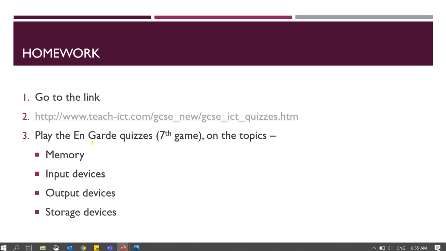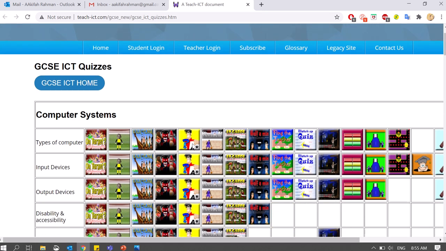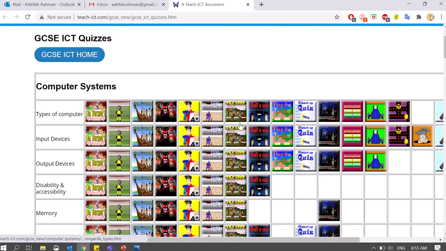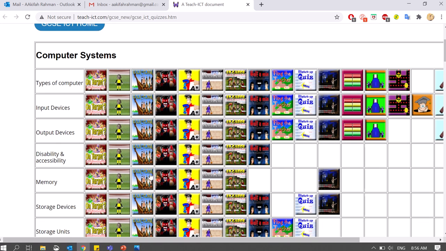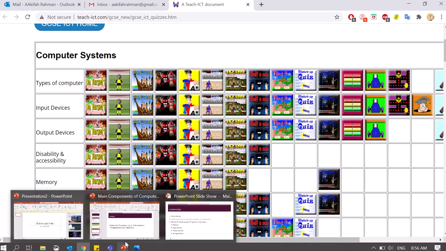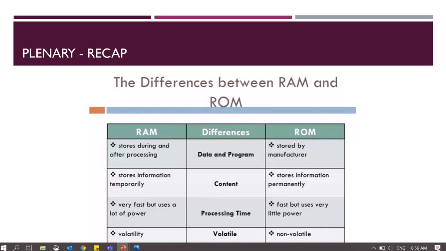Today's homework is that you need to go to this link and you will find some quizzes there which need to be completed. The NGARDE quiz is the seventh game on these four topics which we have to complete. Once you open this link, you will see these quizzes here. This is the seventh game, NGARDE. Complete this for the topics that we covered in this theory lesson and the one before. So that is input device, play this quiz, output device, play this quiz, memory, this quiz, and storage devices, this quiz. Once you complete the four quizzes, that will be your homework done for today.